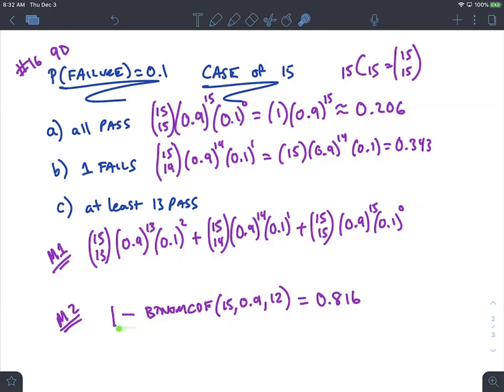Okay, so you go 1 minus and then go to the second vars, which gives you the distribution menu. Scroll down to Binom CDF. You have 15 items in the case. Success of passing is 0.9. We want 12, and this is 12 or less because it's cumulative. So it's 0, 1, 2, 3, 4, 5, all the way up to 12. And we're taking that away from 1, leaving us with 13, 14, and 15. And that's our answer to 3 sig figs.